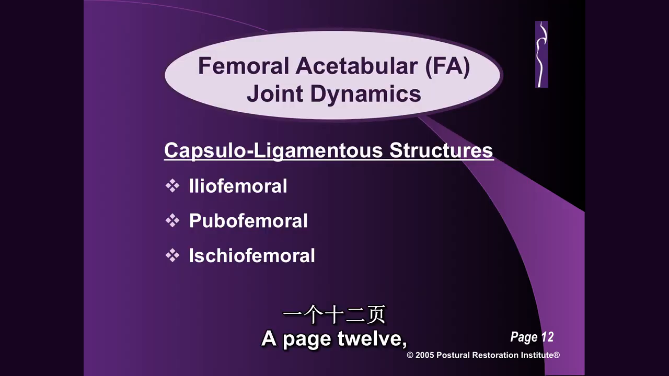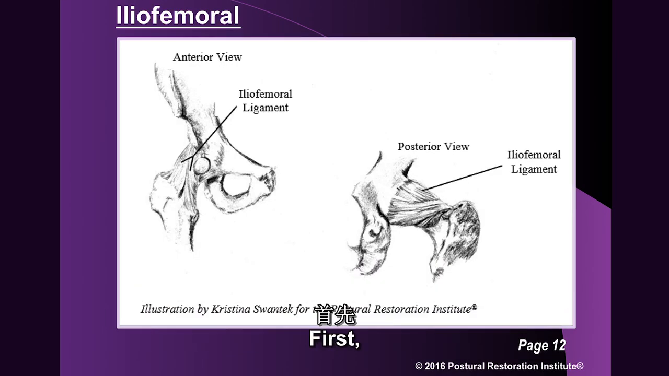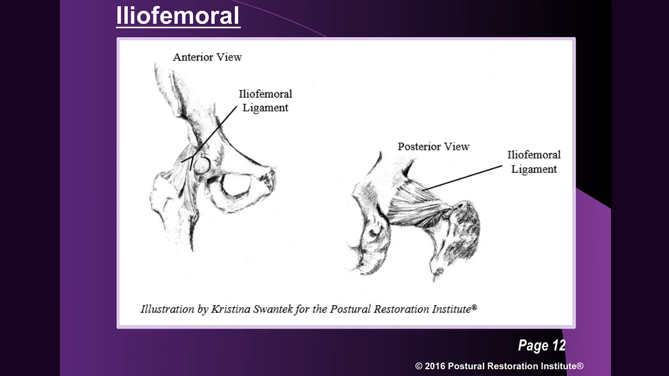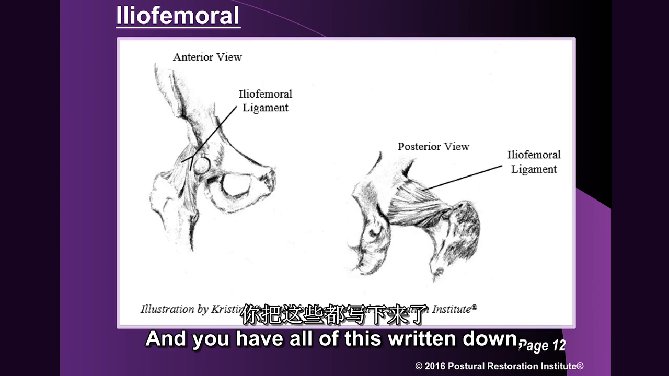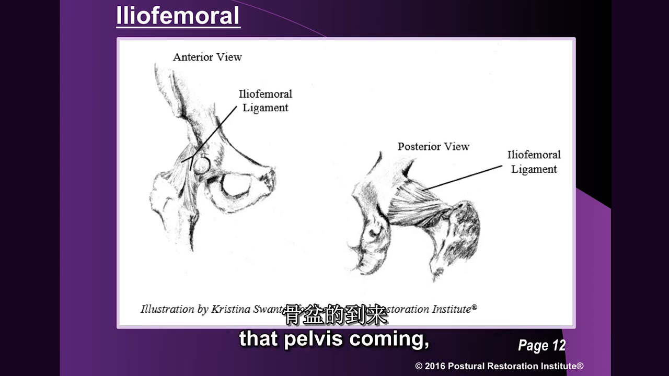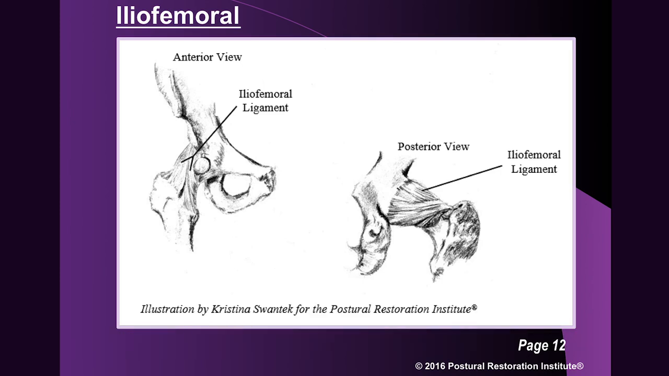On page 12, I isolated three capsular ligaments as they relate to capsular activity for joint dynamics. First one being the iliofemoral ligament. When your pelvis moves anterior, your iliofemoral ligament is going to move the femur inwardly. And you have all this written down, but just remind yourself that when you move that pelvis forward, that pelvis coming forward will be pulled in by the iliofemoral ligament.